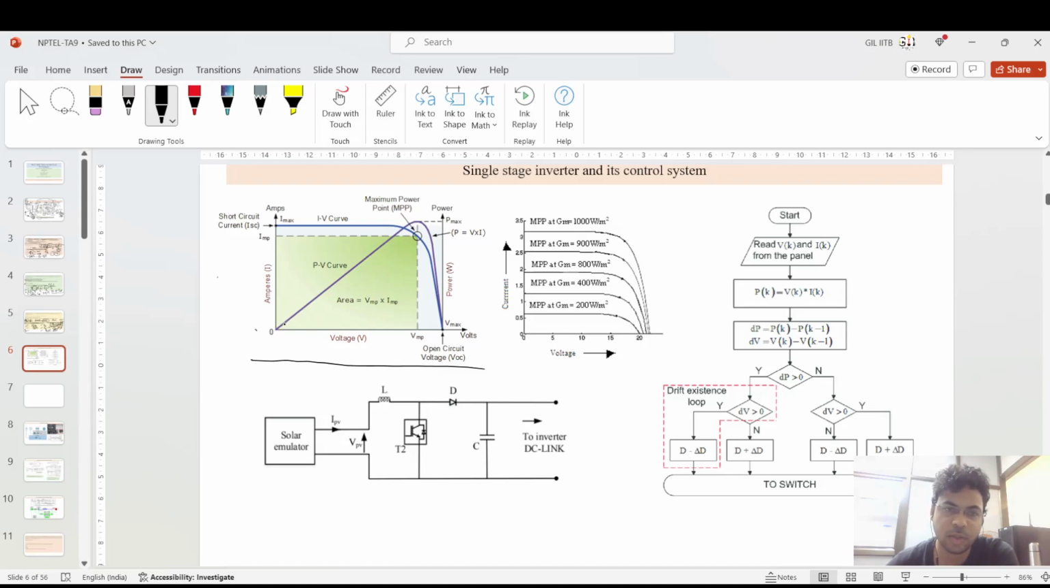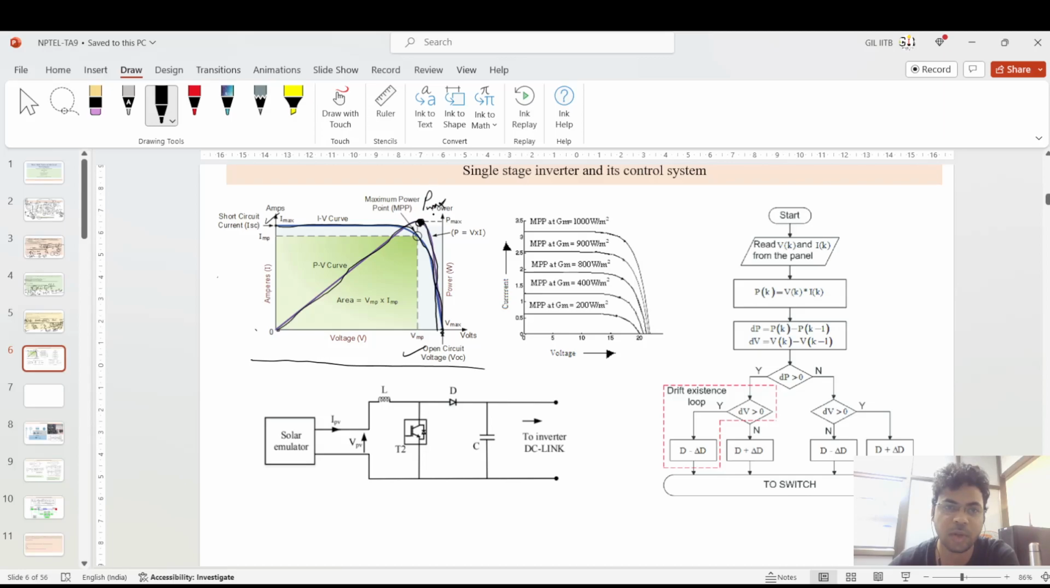I have given one characteristic, the I versus V characteristic. I have explained this in the previous lectures and tutorial sessions also. The I versus V characteristic moves from ISC, then drops down after reaching VOC. And in the P versus V characteristic, the power increases to a certain value, reaches the maximum power point, and after that it reduces.